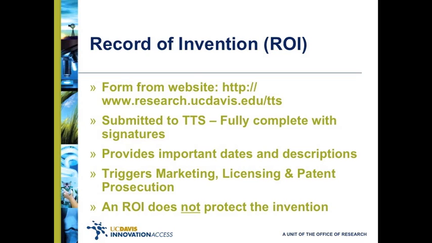It's very important to remember that an ROI does not protect the invention. It is not the same thing as filing a patent application. Therefore, even though the ROI is kept in confidence with the Tech Transfer Office, the inventor should not publish the invention unless and until a determination has been made whether or not to file a patent application. Once that patent application is filed, then the inventor may be able to publish and provide a description of that invention. It's always good to check with the Tech Transfer Office prior to doing so to ensure that the patent application has actually been filed.